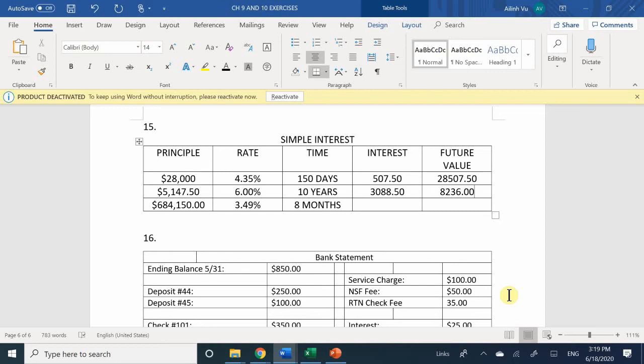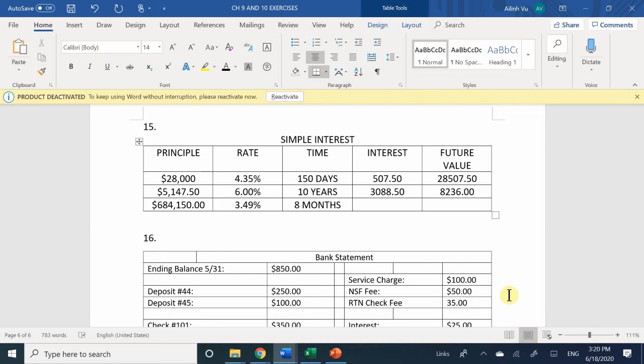Okay, so let's go ahead and work on the last one together. The last one is going to be find the interest for $684,150, and the interest rate is going to be 3.49%. And the time is 8 months. You do this one, Andrea.